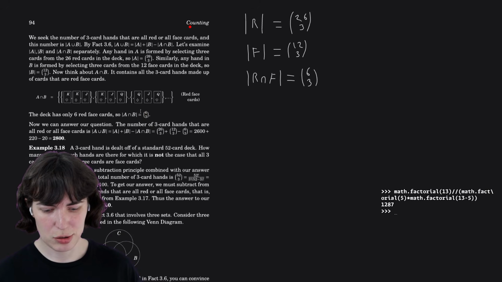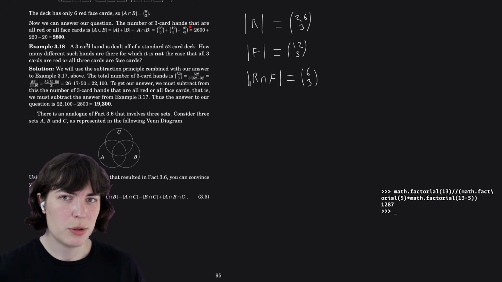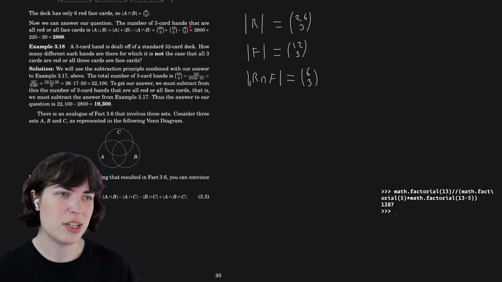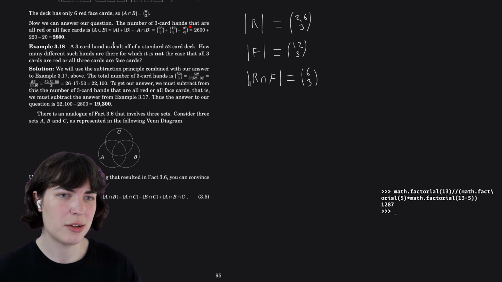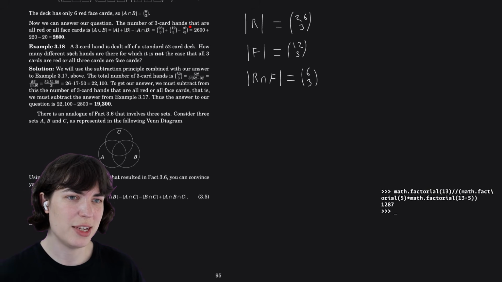And that's 6, choose 3. Okay, good. Now we can answer our question. It's that many. Cool, okay. A 3-card hand is dealt off a standard 52-card deck. How many different such hands are there for which it is not the case that all 3 cards are red, or all 3 cards are face cards?